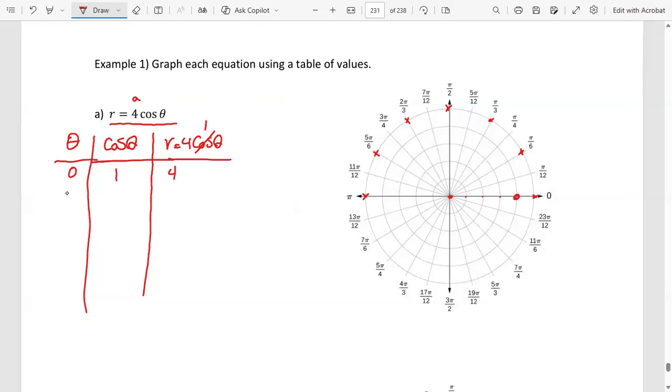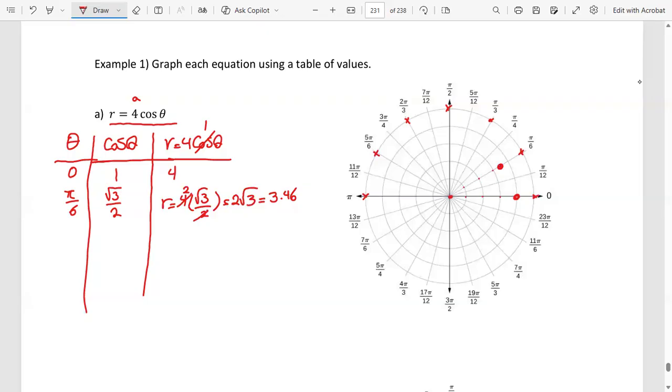So now I will replace theta by pi over 6. The cosine of pi over 6 based on the table is root 3 over 2. And r is 4 times root 3 over 2, because cosine theta is root 3 over 2. If I simplify, it gives me 2 root 3, but I have no idea where 2 root 3 is. So it's better to convert it into a decimal using the calculator. We know that is about 3.46 or 3.5. So if theta is pi over 6, r is 3.5. 1, 2, 3.5.